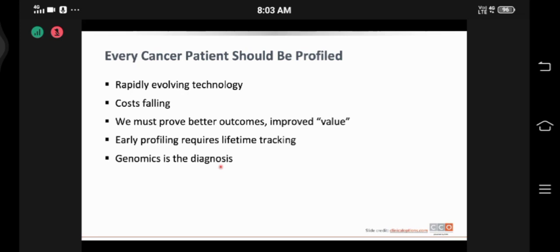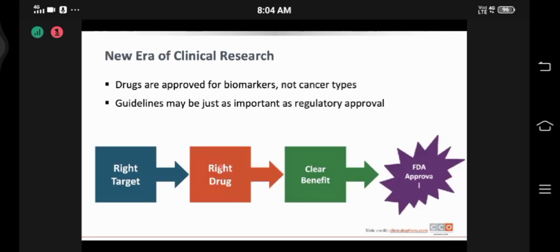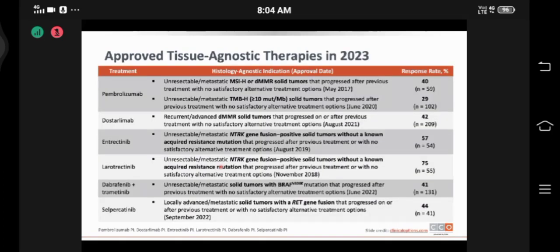So every cancer patient should be profiled because the availability is increasing, costs are falling, and genomics will be very, very important. So this is the new era of clinical research. The drugs are approved for biomarkers and not cancer types. And guidelines may be just as important as regulatory approvals. So right target, right drug, once a clear benefit is there, FDA approval is coming in multiple cancer sites.